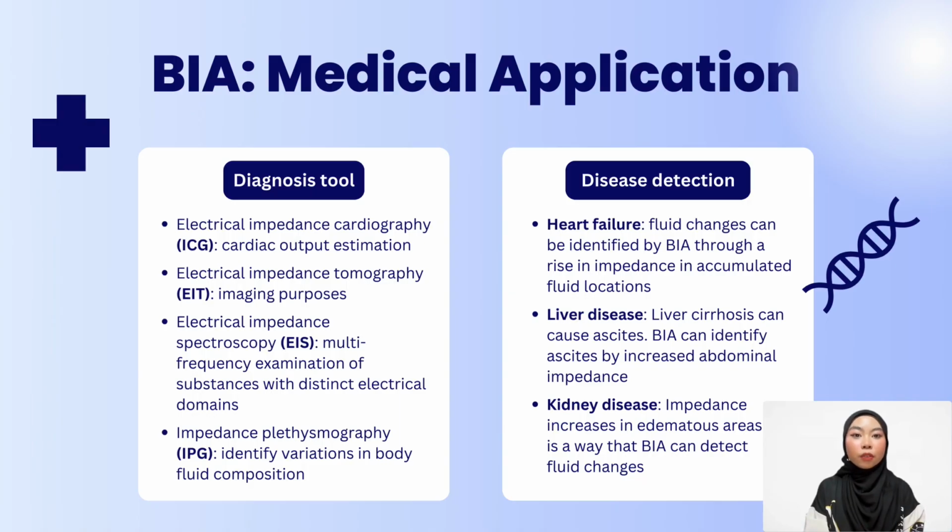BIA has been applied to various techniques for diagnosis, including ICG for cardiac output estimation, EIT for imaging purposes, EIS, and IPG. It is also used for disease detection, such as heart failure, by identifying fluid shift through a rise in impedance in accumulated fluid locations due to higher extracellular water content. BIA can also detect liver disease such as ascites because of the increased abdominal impedance. Changes in total body water from intracellular to extracellular regions can be seen by BIA, which may indicate the start of ascites. Kidney disease can also be identified by BIA. Impedance increases in edematous areas, which is a way that BIA can detect fluid changes.